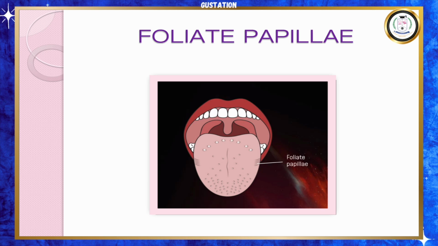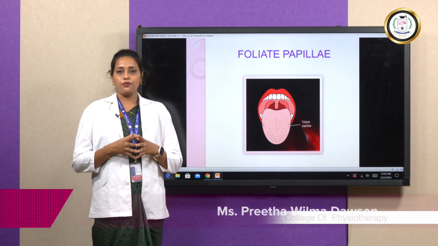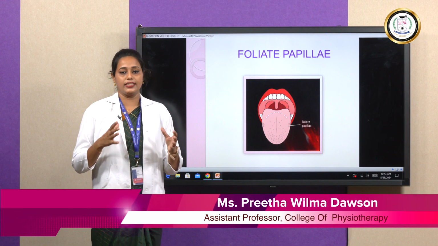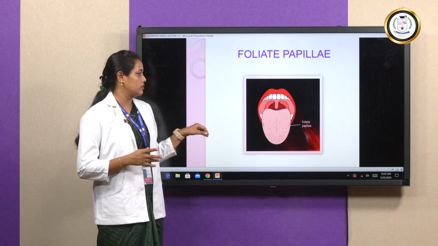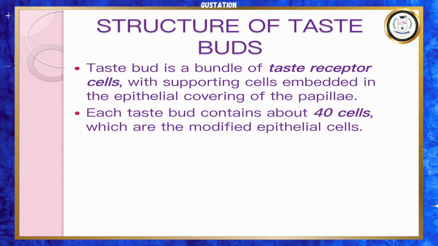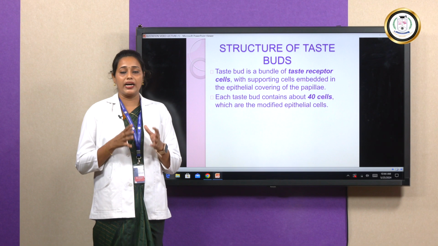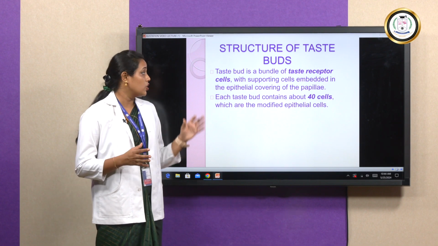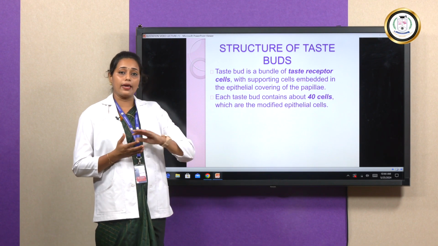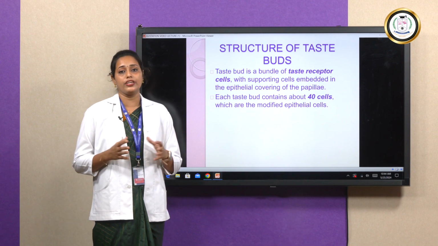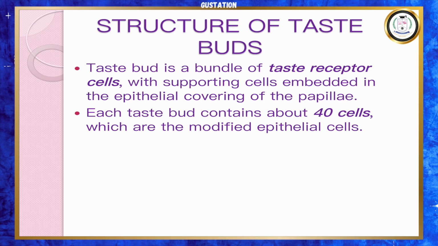Next comes the foliate papillae. These foliate papillae are vertical structures which are present on the lateral aspects of the tongue. This foliate papillae helps to recognize the taste of milk or milk products. So now we'll start to discuss the structure of taste buds. The taste bud is nothing but a bundle of taste receptor cells with supporting cells, which is embedded in the epithelial covering of the papillae. Each taste bud contains about 40 cells which are modified epithelial cells.